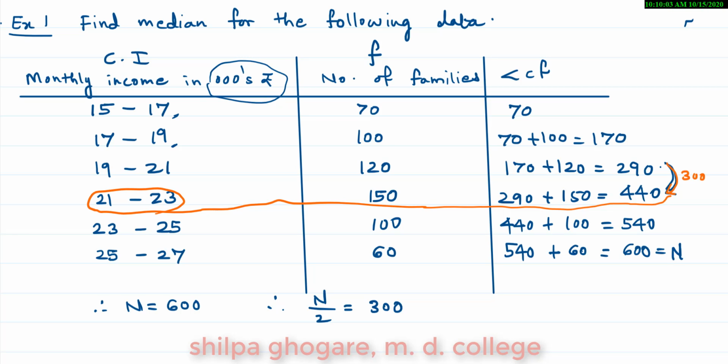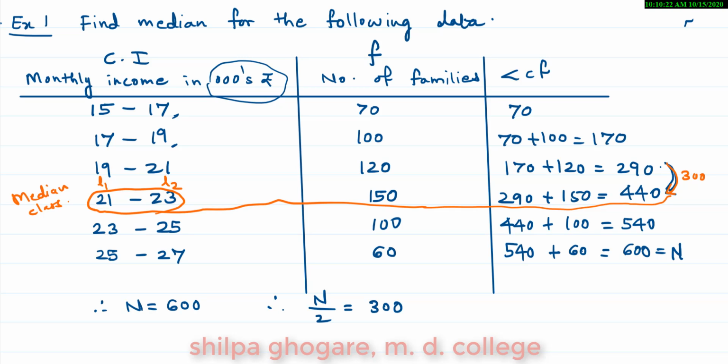So what are the class intervals? 21 to 23. This class interval is called the median class. All this decoration has to be done in the table itself. Now this lower limit is L1, so this is my L1, this is my L2.